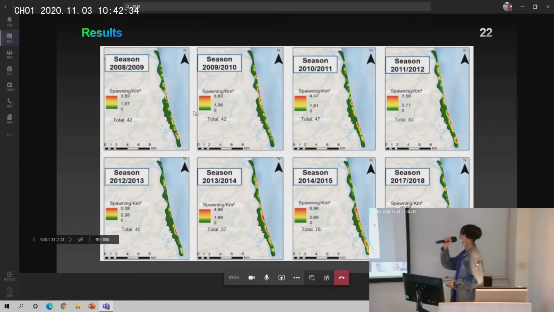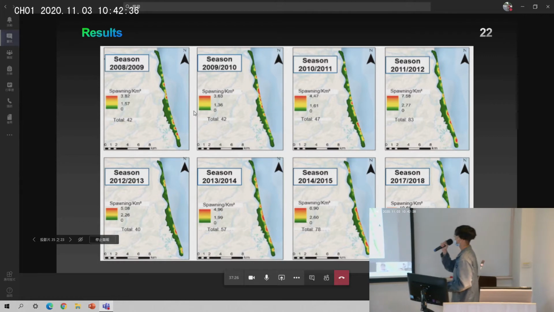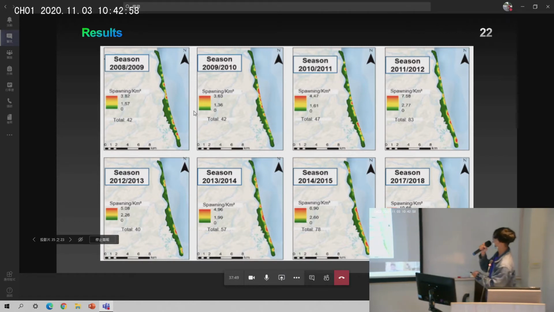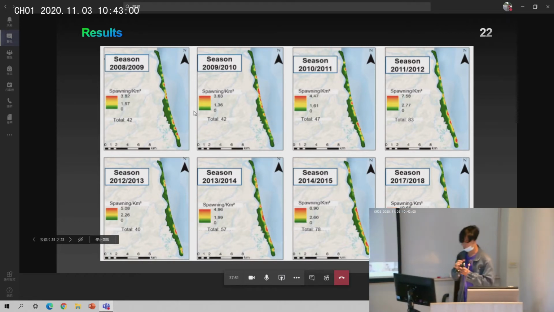And these are five maps of the distribution of where sea turtles lay their eggs on the beach. As you can see, in seasons 2011 and 2012, and 2014 to 2018, there is an extreme increase of nesting, from 47 to 83, in the south of the island.